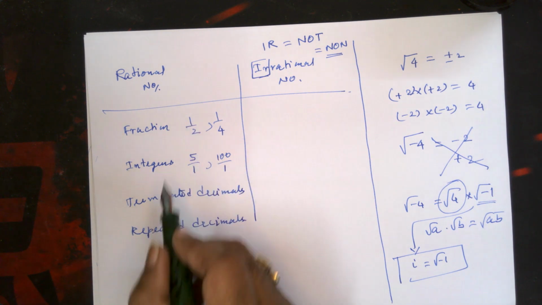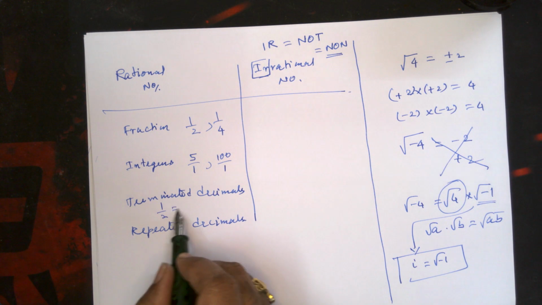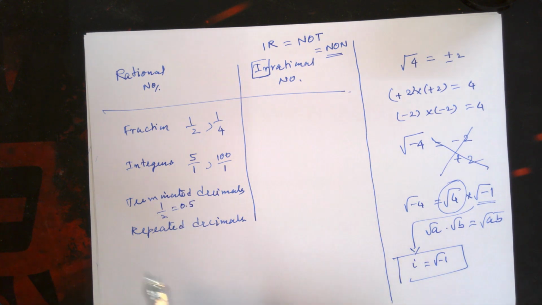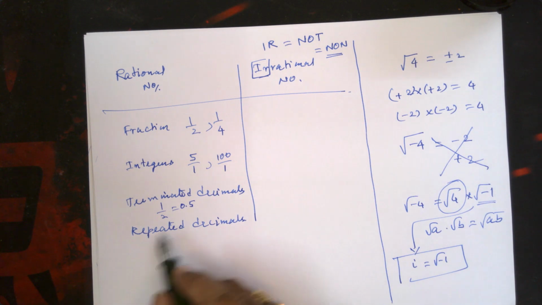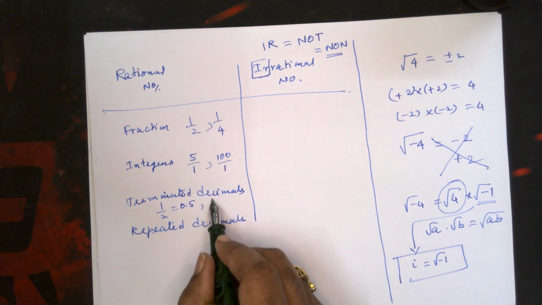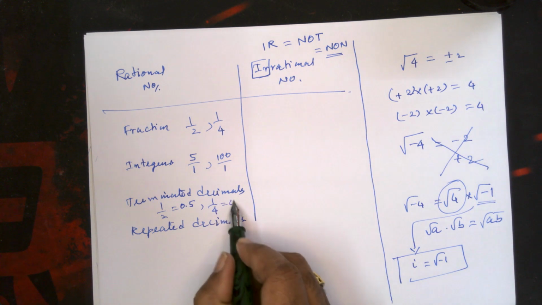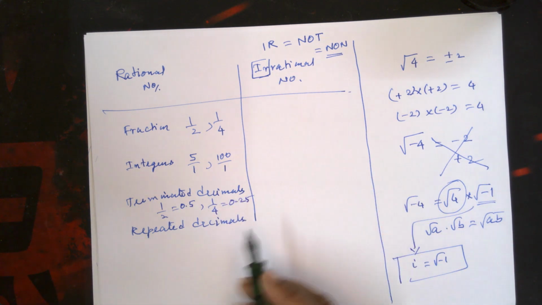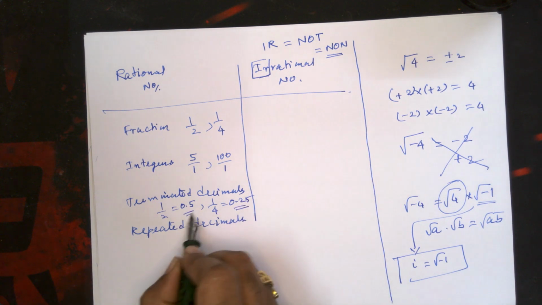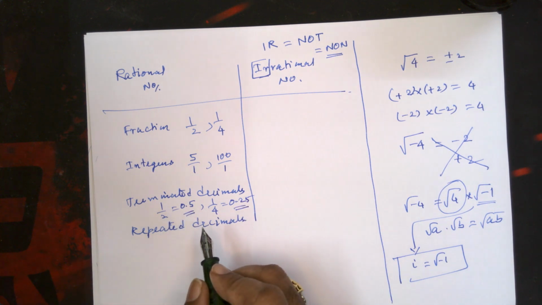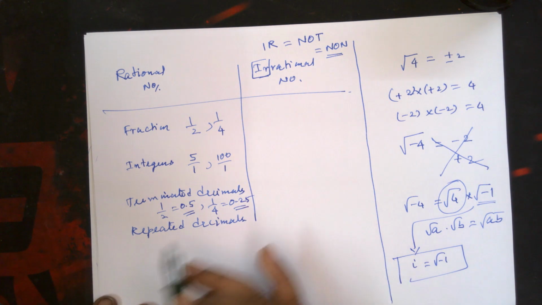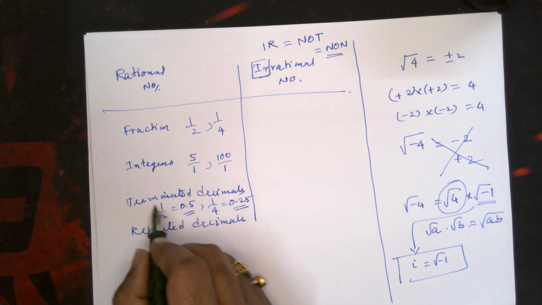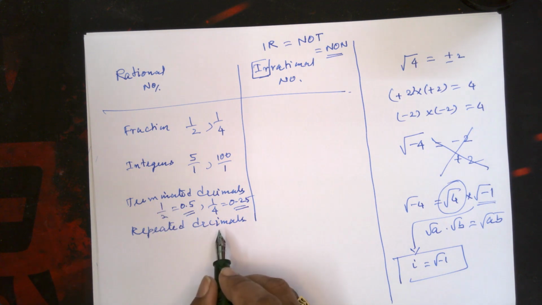And the rational number can be a terminated decimal. How? Let me take this 1 by 2. What is the value of 1 by 2? 0.5. That is terminated. It is not continuing. Are you able to follow? And for example 1 by 4. What is that? 0.25. It is finished. It is a terminated decimal. Terminated means what? End. There is an end for this. 0.5, that's all.